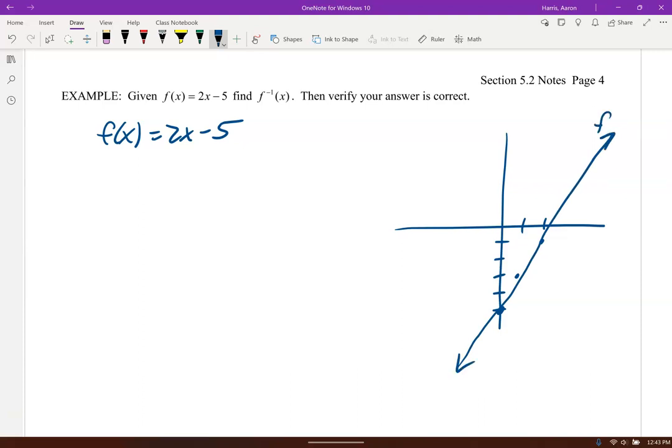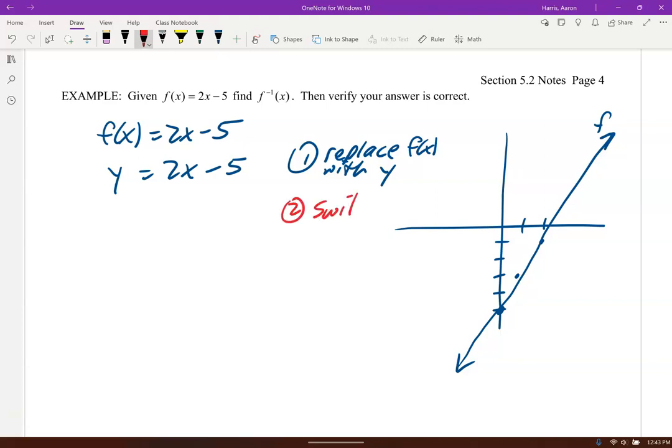So step 1, let's replace f of x with y. Y equals 2x minus 5. So number 1, replace f of x with y. And number 2, we're going to switch x and y. Okay, so the x goes here, y goes there. Everything else stays the same, because remember, with inverses, the x's and the y's flip-flop.